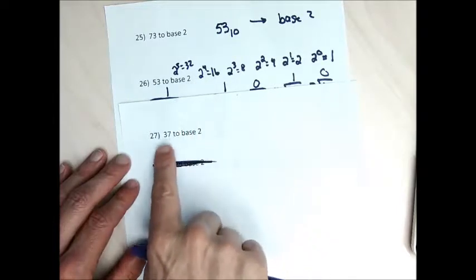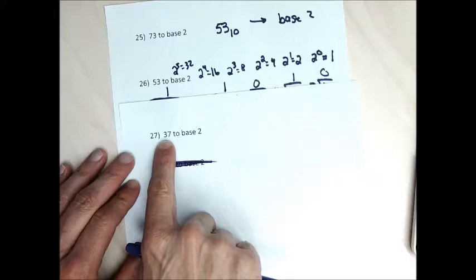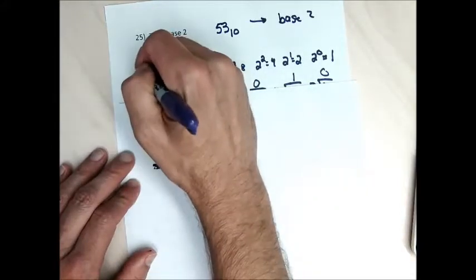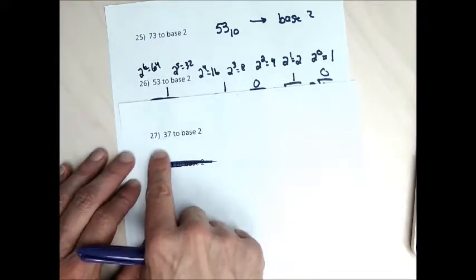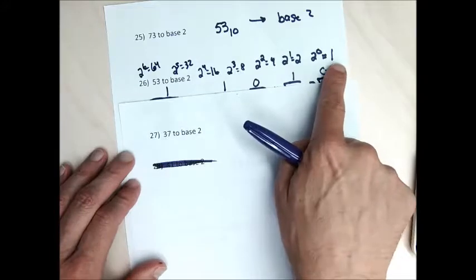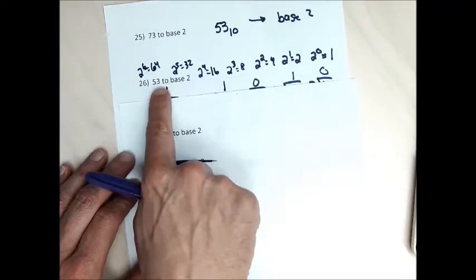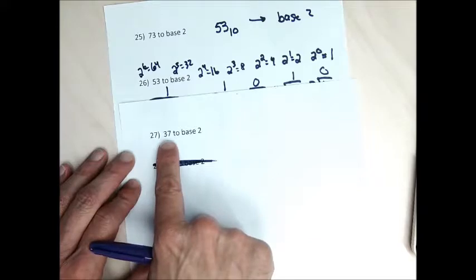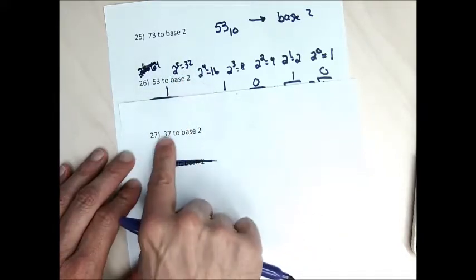I need all the powers of base 2, all the powers of 2 that are less than 37. It's exactly these same numbers, because if I was doing problem 27 and I hadn't already done a base 2, I'd write all the powers of 2 and stop when I get to a power of 2 that's bigger than the number that I'm changing, which is 37 here. So I'm going to write all the powers of 2 less than 37.